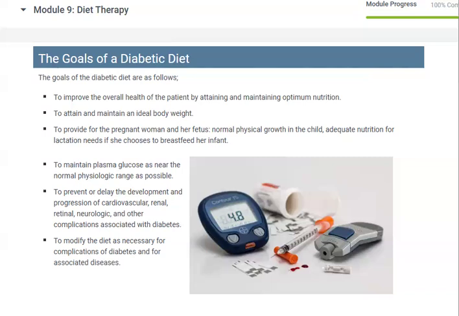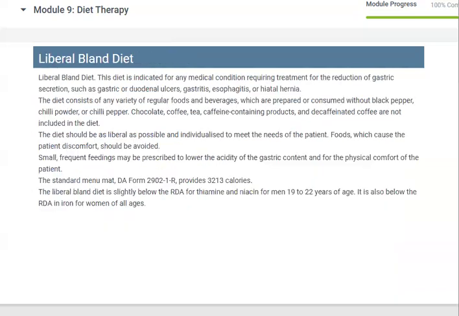Liberal bland diet. This diet is indicated for any medical condition requiring treatment for the reduction of gastric secretion, such as gastric or duodenal ulcers, gastritis, esophagitis, or hiatal hernia.